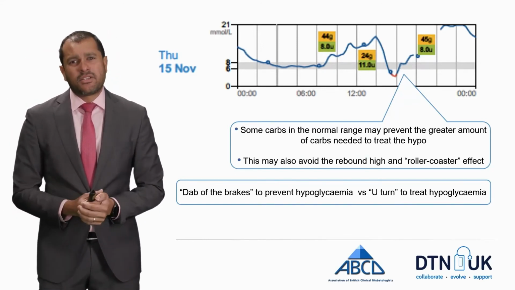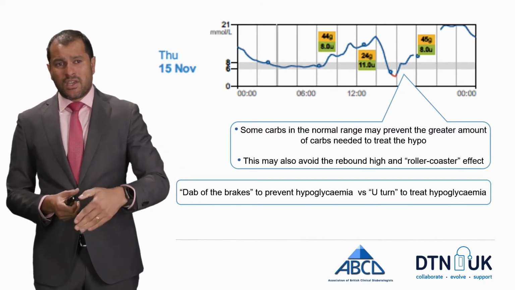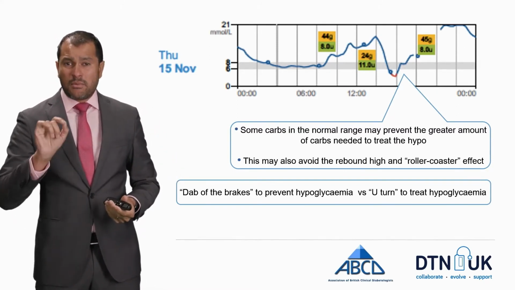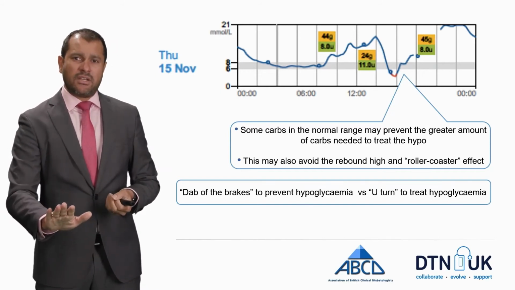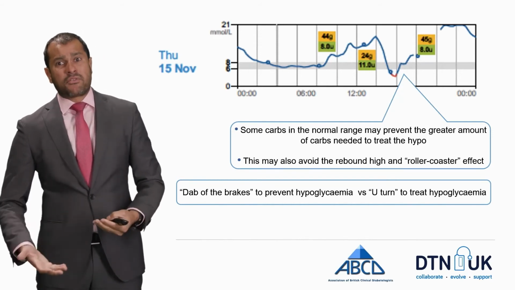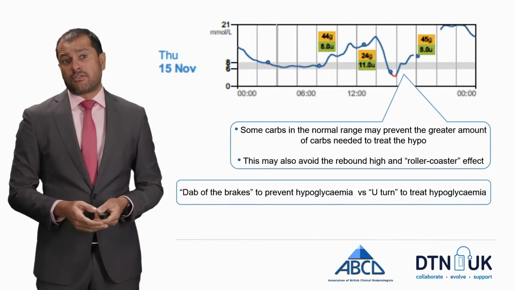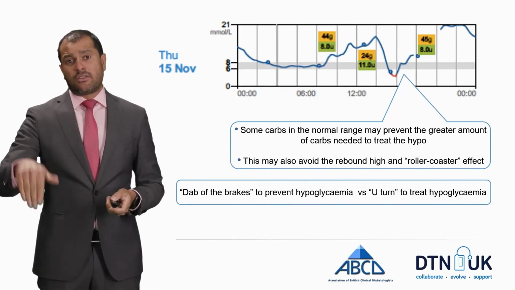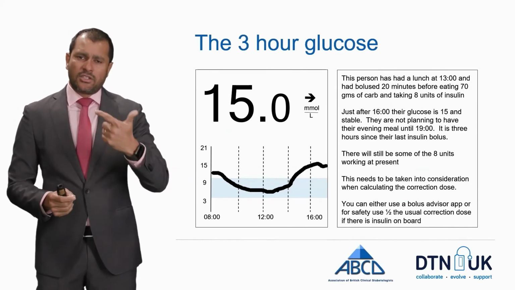Something we often say to patients in clinic is, if you're falling down and you're dropping below 6, a dab of the brakes, maybe 5 grams of carb, might be enough to prevent hypoglycemia. If you don't do it then and leave it lower, when you're down at 3 and you're feeling hypoglycemic, often then you're going a U-turn and you're going to bounce back a bit too high and kind of get on that roller coaster. So we've talked about the 1 hour and the 2 hour glucose.